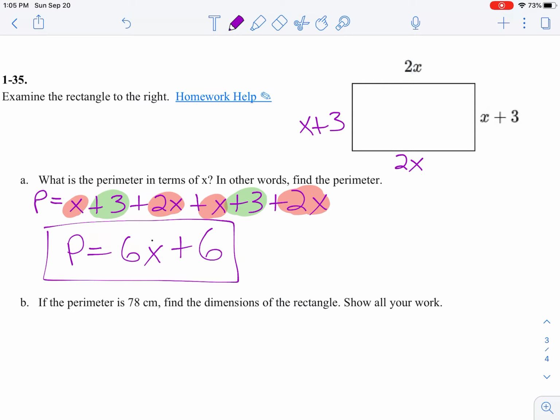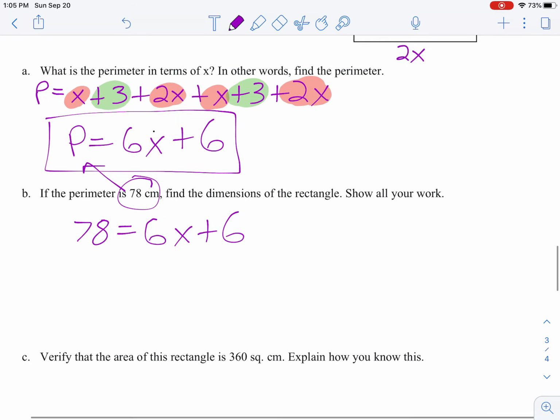Now for part B, if the perimeter is 78 centimeters, find the dimensions of the rectangle. Well, it's telling us that the perimeter is 78 centimeters. So we're just going to plug in 78 for P with that same equation that we got for part A. So I'm going to say 78, my perimeter, should equal 6x plus 6. And now in order to find the dimensions of the rectangle, I have to finish figuring out the value of x.